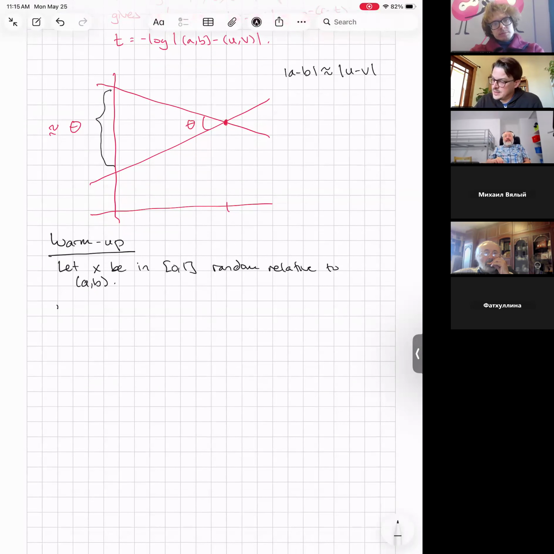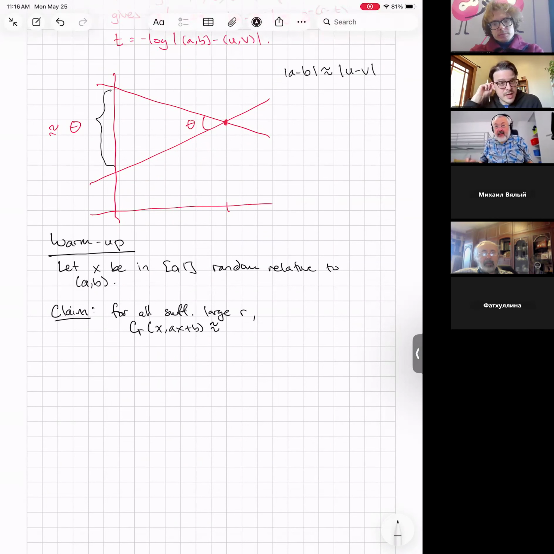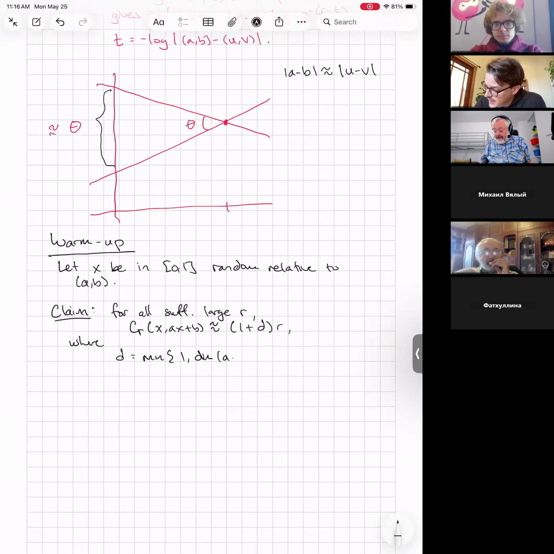And so I claim, the claim is, for all sufficiently large R, the complexity of the point on my line is, up to some sublinear additive term, in fact just a logarithmic term, equal to 1 plus d times R, where again d is the minimum between 1 and the dimension of the line AB.